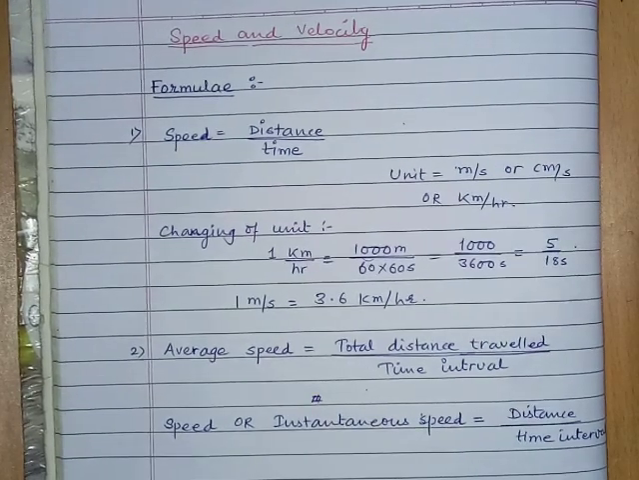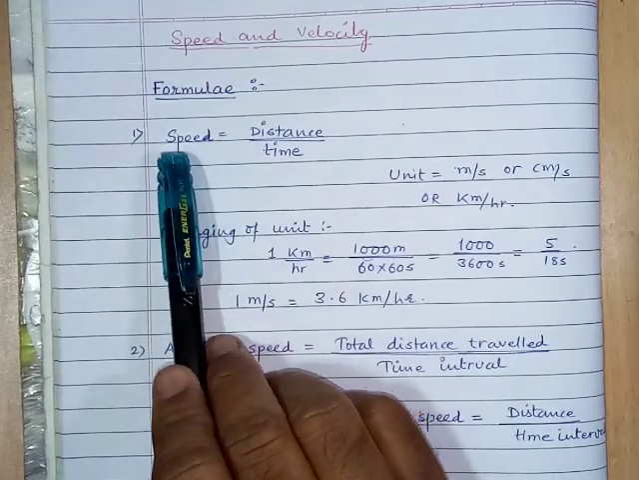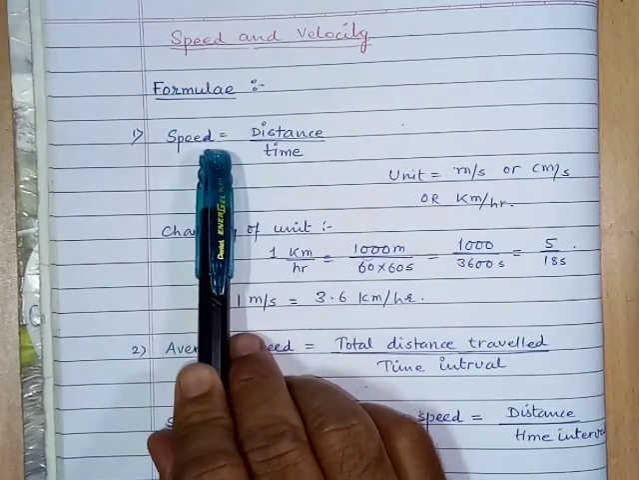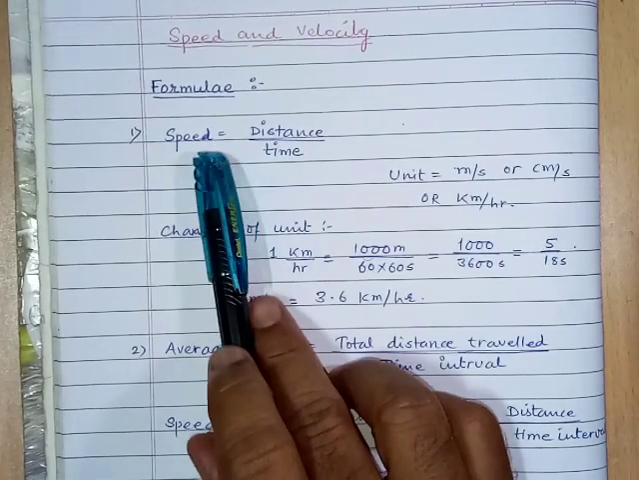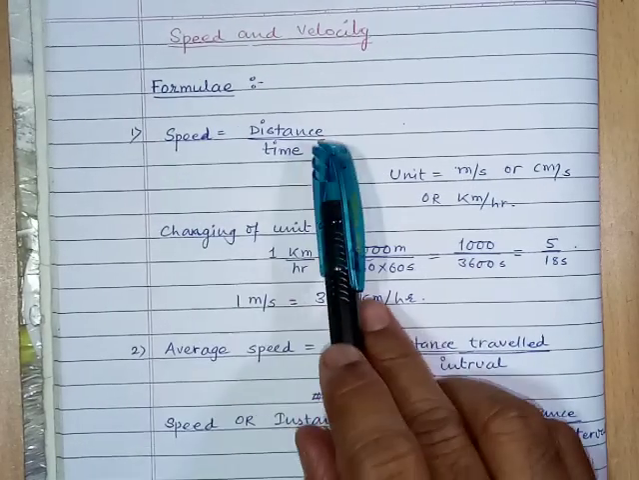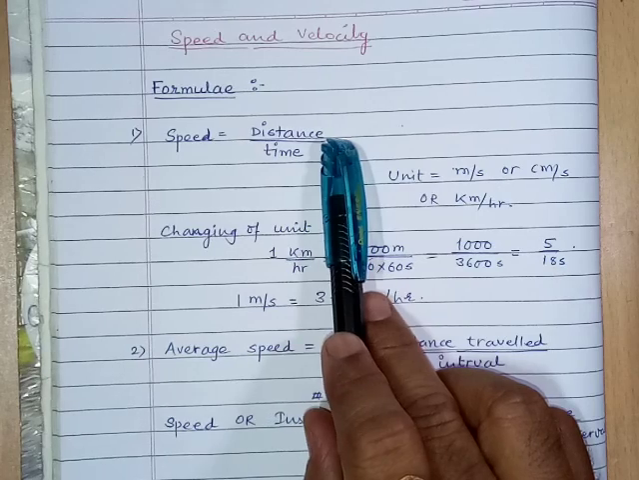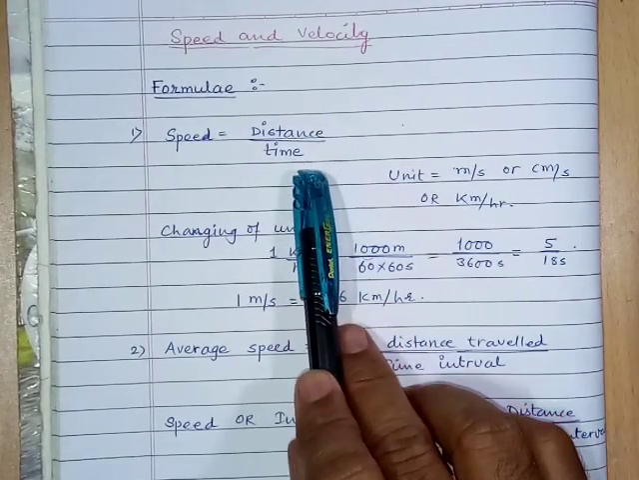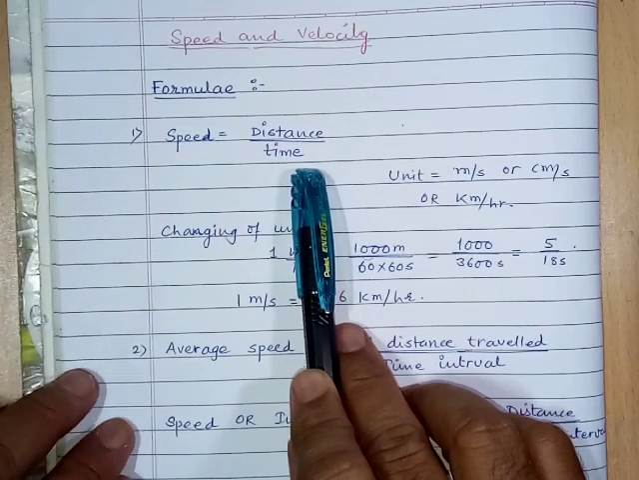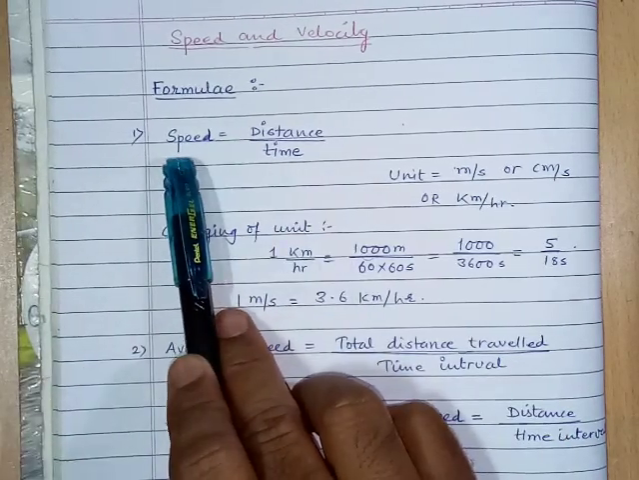So the first formula is of speed. We know that speed is equal to distance divided by time. We have seen that speed can also be expressed as how the distance of the object is changing with respect to time. Here distance will be given, time will be given. In this case you can calculate the speed of the object.